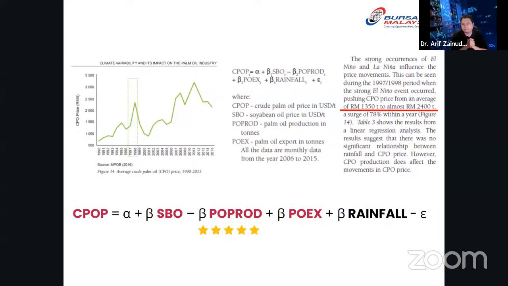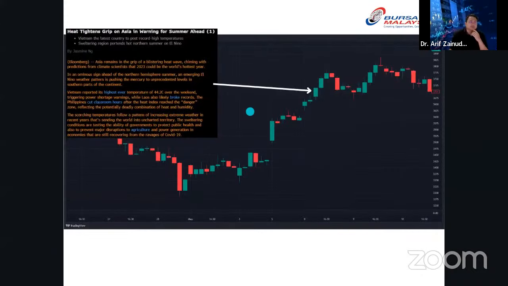Why? Why did El Nino cause the price to surge from 1,300 to 2,400? Why? Production drop. Back to the simple equation of supply and demand. When the production of CPO drops, supply drops, and supply dropping equals price going up. Low production, low supply, price goes up. Price to the moon. So that was what happened back in 1997 to 1998.